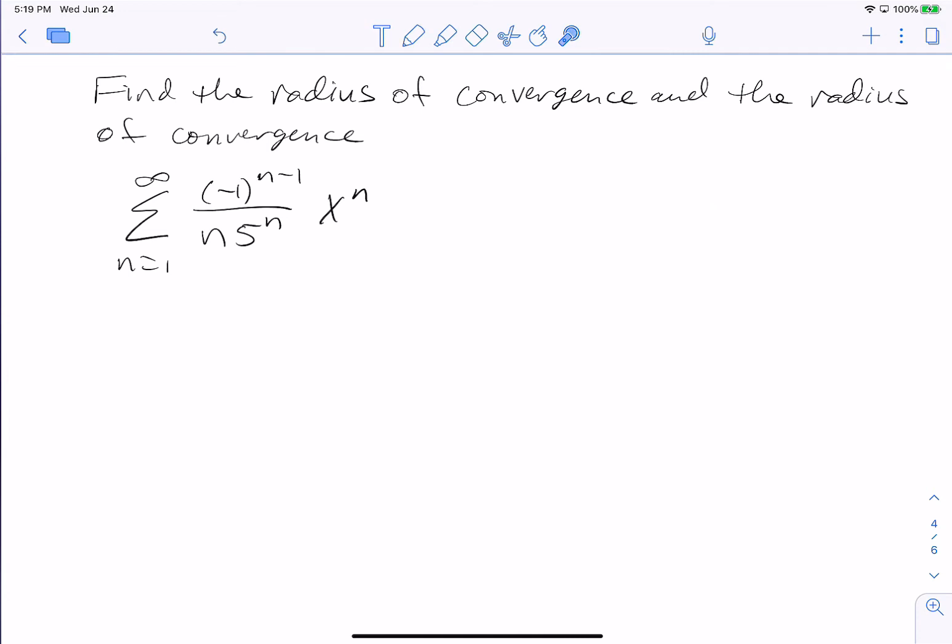Now our series is the sum as n goes from 1 to infinity of negative 1 to the n minus 1 over n times 5 to the n times x to the n. Finding the radius and interval of convergence, we're going to use the ratio test. The limit as n approaches infinity, you know what? I want you to do it. Come back after you have found the radius, and then we'll take care of the endpoints of the interval together.